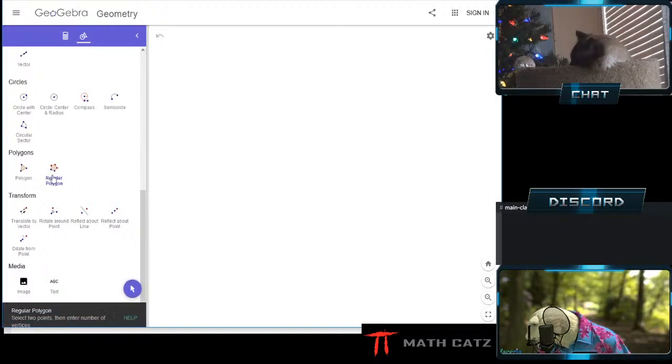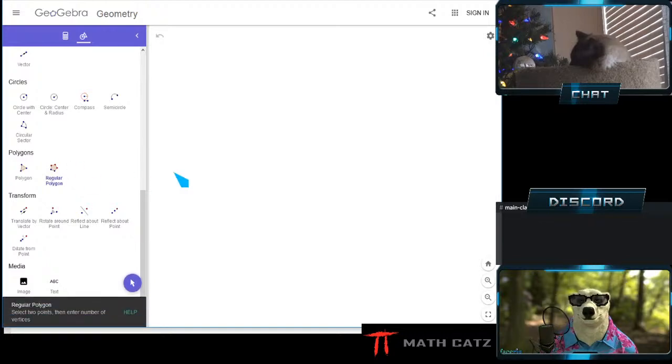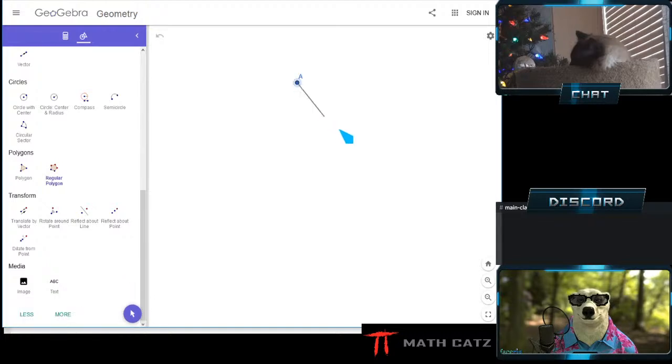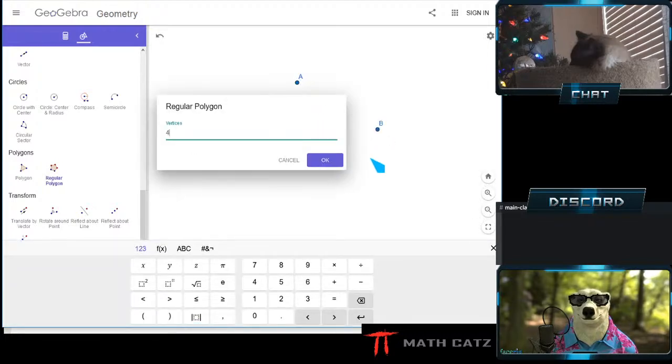Select 2 points, then enter the number of vertices. Oh, all right. Let's go 5.